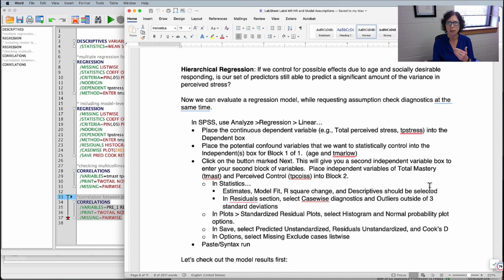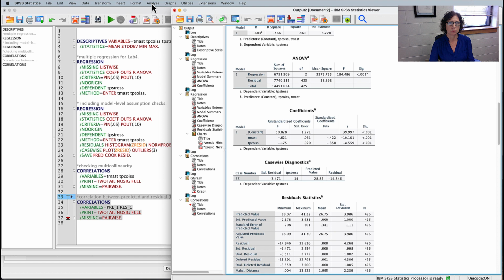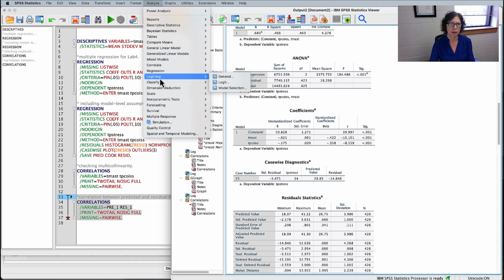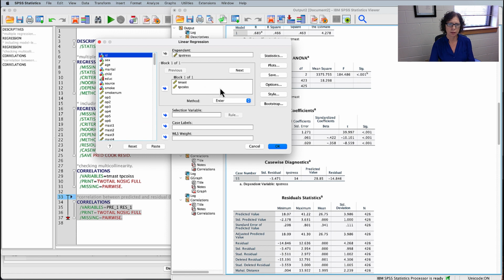So our model gets a little more complicated, but in this one, we're going to request assumption check information at the same time that we are calling the regression. So it makes it shorter because we're asking for all the information up front. We want to go to Analyze, Regression, Linear. And here, I'm going to take out mastery and total perceived control of stress.